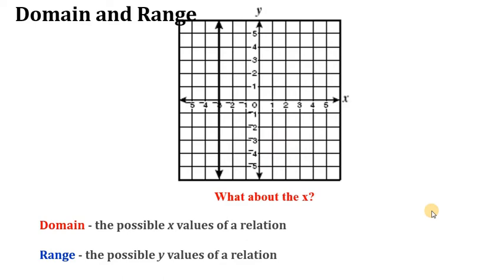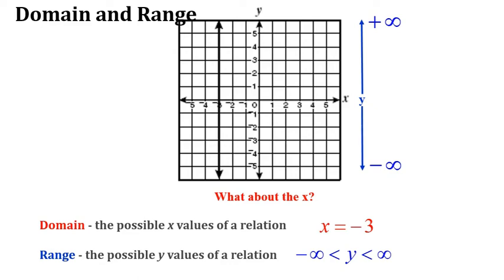Now, what about if we have a straight line like this one? Okay, the domain for this particular case, okay, let's do the range first. The range will be from -infinity to +infinity again, but the x value is limited to just one value of x, and that's x equals -3.